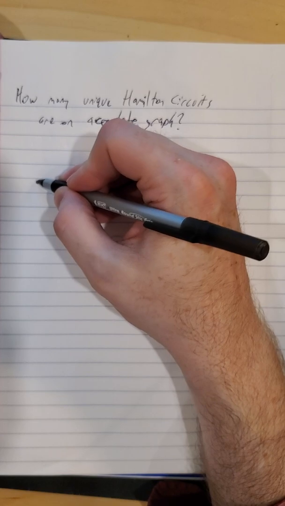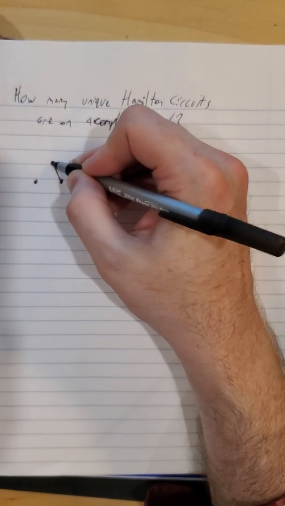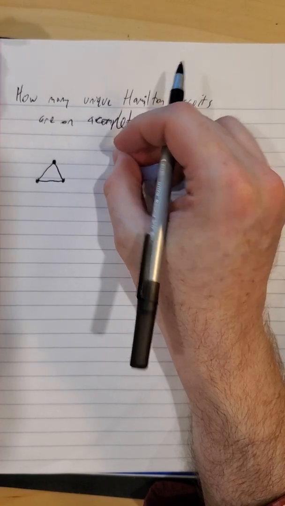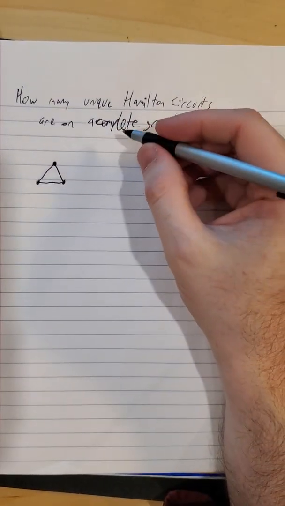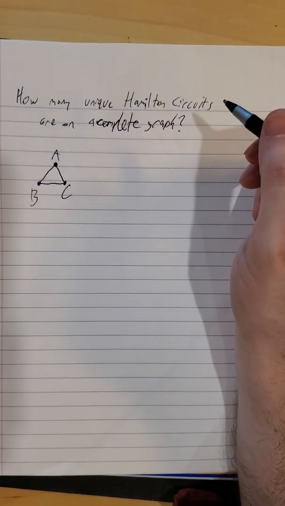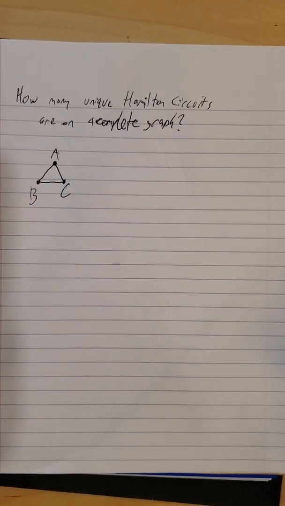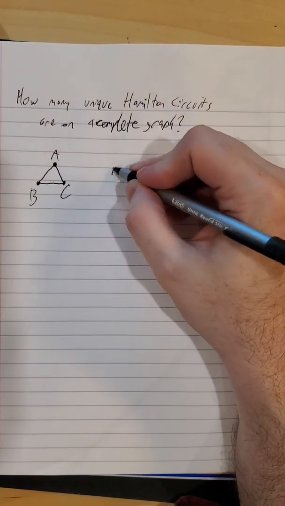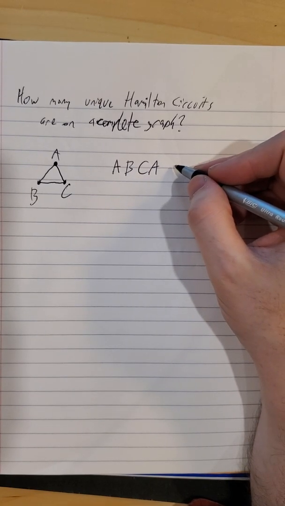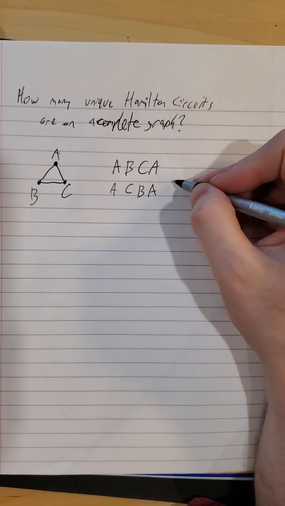So let's start with our smallest complete graph, other than the trivial one that has just the basic point A to point B. We'll start with at least 3 vertices. We're looking to see unique Hamilton circuits, so we'll want to label these out. So one could be A to B to C to A, or A to C to B to A.